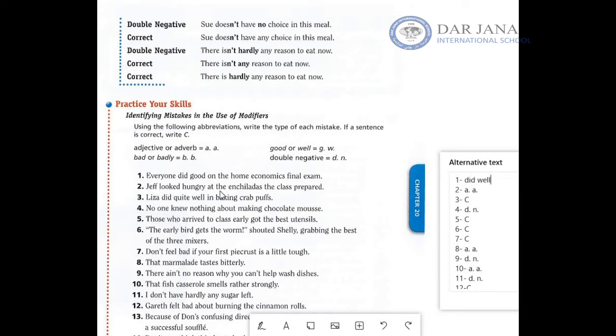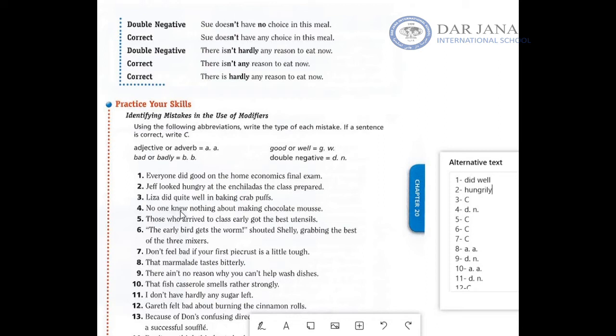Sentence number 2, the problem was in the use of adverb or adjective. The adjective hungry is used here incorrectly, so it should be corrected. Jeff looked hungrily at the enchiladas the class prepared. So we should write here hungrily. Sentence 3 is correct.